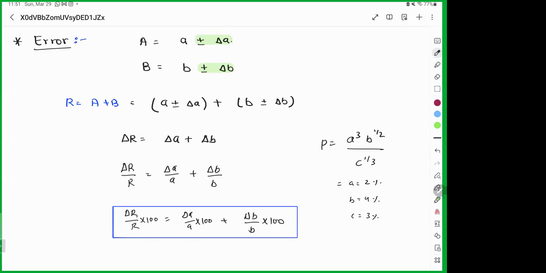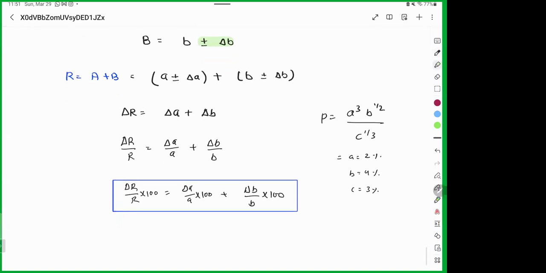So won't it be 3 into A plus 1 by 2 into B? And then because it's percentage, do you take 2 by 100 or 4 by 100? No, you don't need 100 in this case because it is already a percentage. You just take it as 2, 4, 3. So in this case, always, whatever the value is, whether multiplication, division, addition or subtraction, the error is always added.